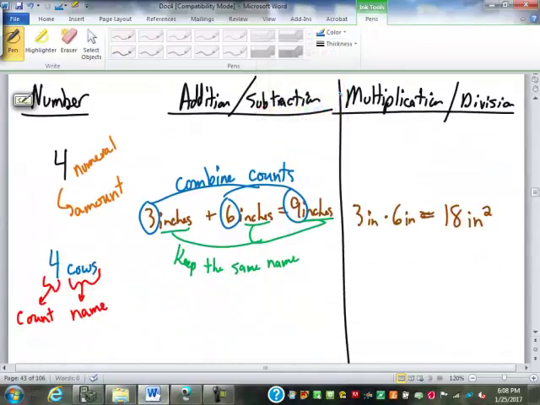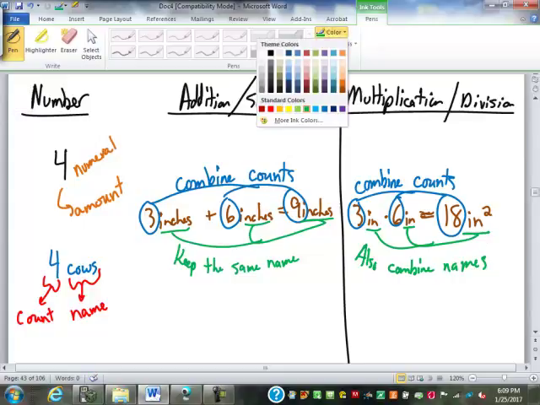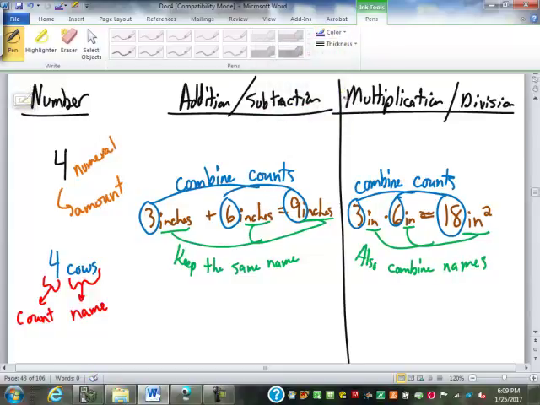So if we look at what happened there, we have our count still of 3 and 6. They became 18, so we still combine the counts. This time we're multiplying, so we combine them with multiplication. If we look at our names, we have inches and inches. This time it became square inches. So when we multiply, we also combine the names. So when we add or subtract, we keep the same name. When we multiply or divide, we combine the names.